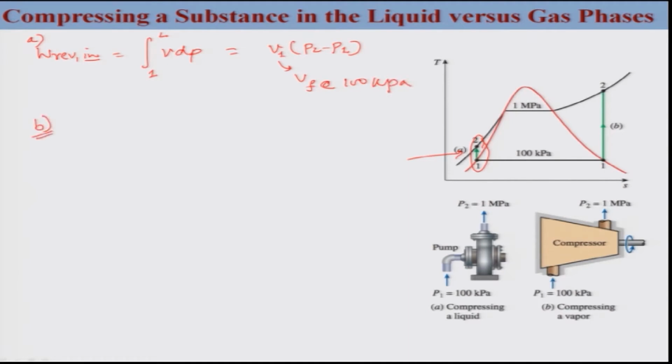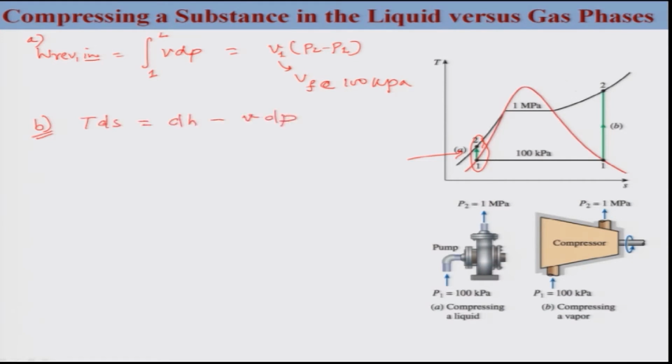What about B? B is your gas. Now here of course we need to know the relation between V and dP, because V is not constant, and in this particular case we are going to make use of the TdS relation in terms of enthalpy.